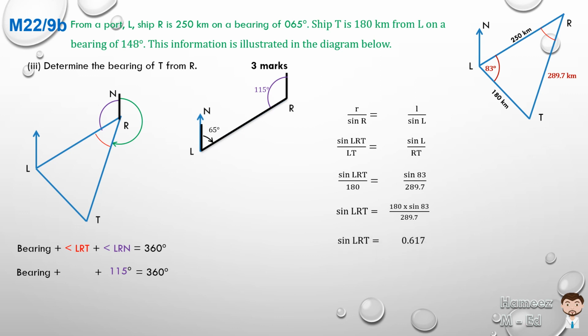And if we want LRT, we carry the sine across. So sine inverse of 0.617 is 38 degrees. So we can now substitute for LRT as 38 degrees in our second line on the left. So what we have is the bearing, which is in green, which is what we want to find, plus 38 degrees, which is in red, plus 115 degrees, which is in purple, is equal to 360 degrees. So we can solve the bearing, which plus 153 degrees is equal to 360. So if we carry the 360 across and subtract, it means the bearing of T from R is 207 degrees.